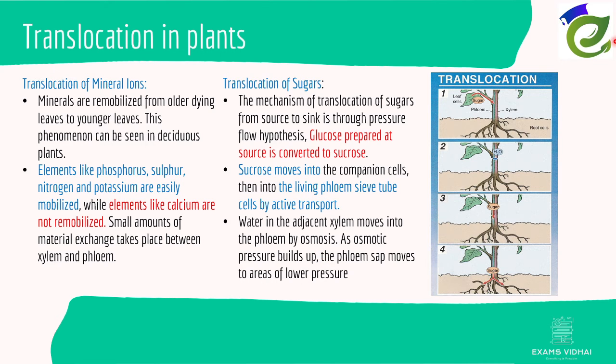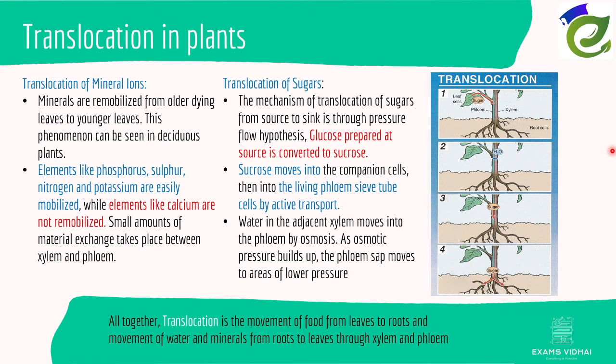So translocation is basically the carrying of water, minerals and food through xylem and phloem in the plant. Sugar from leaves goes down and water from the xylem from the roots will go to the phloem, and thus sugar and water dissolve and go down. So this is basically translocation. Translocation is often referred to as the transportation of food, but it's also transportation of water in some cases. Altogether, translocation is the movement of food from leaves to root and movement of water and minerals from roots to leaves through phloem and xylem respectively.